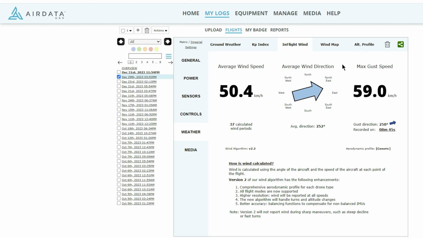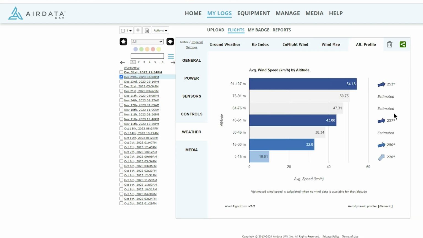But if you go to altitude profile, it gives the average wind speed for those altitudes. The average speed was a bit higher when I was high up, about 54 kilometers an hour. That's quite close to the actual limit of the drone's capability. If it gets beyond 60, it'll start to drift away.